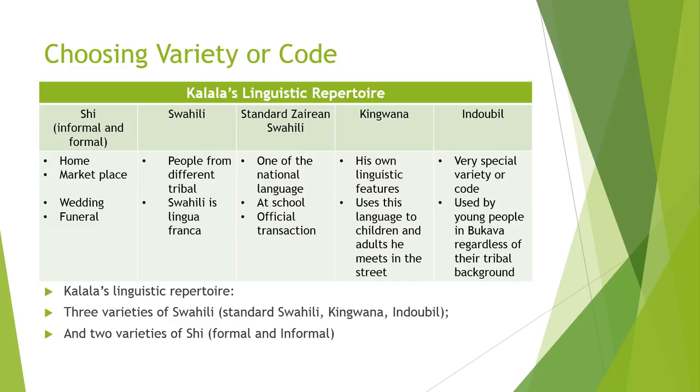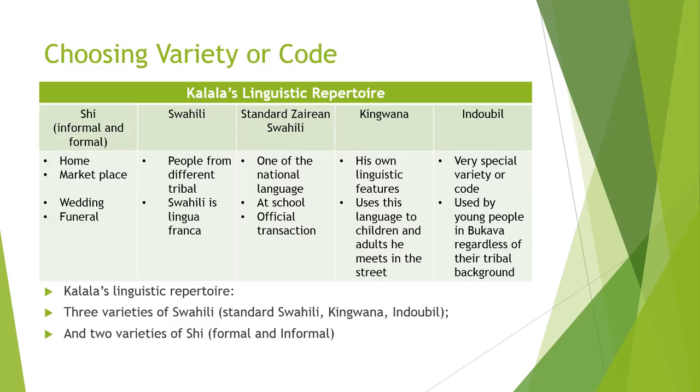And the second variety is Swahili. Swahili is a lingua franca. Kalala uses Swahili to talk to people from different tribes. The third variety is Kiswahili, the standard Swahili. It is one of the national languages. Kalala learned it at school and he uses it in official transactions.